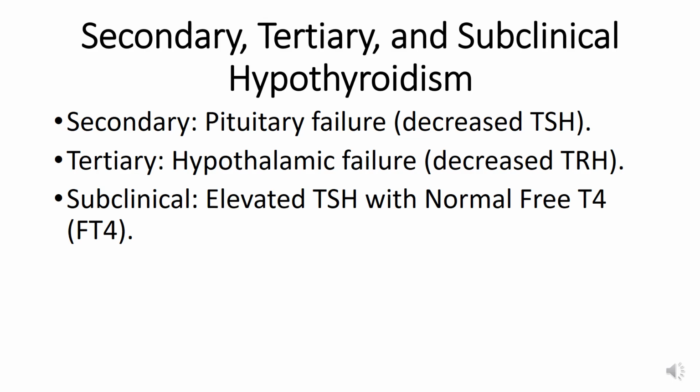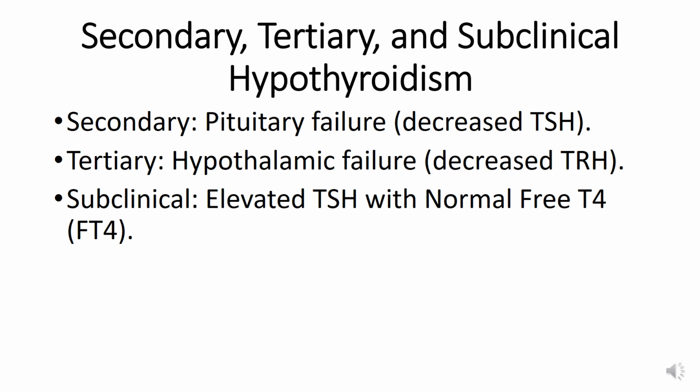Tertiary hypothyroidism is even less common. In this form, the defect originates in the hypothalamus. Under normal circumstances, the hypothalamus secretes thyrotropin-releasing hormone, or TRH, which stimulates the pituitary to release thyroid-stimulating hormone. When hypothalamic function is impaired, thyrotropin-releasing hormone production decreases. Without sufficient thyrotropin-releasing hormone, the pituitary releases less thyroid-stimulating hormone, and the thyroid gland subsequently produces less T3 and T4.